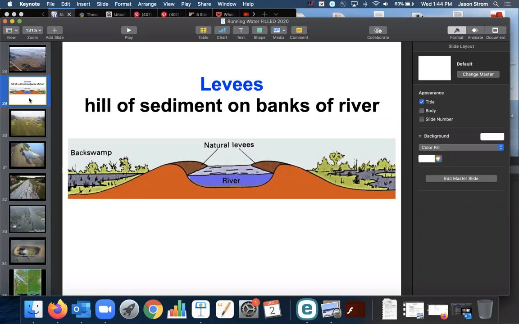So one of the things is levees. These do form naturally to some degree, as kind of hills on either side of a river that form naturally based upon sediment building up over time. But more often, we build them, and they're basically just walls of soil and earth that hold back river water so it doesn't flood an area.